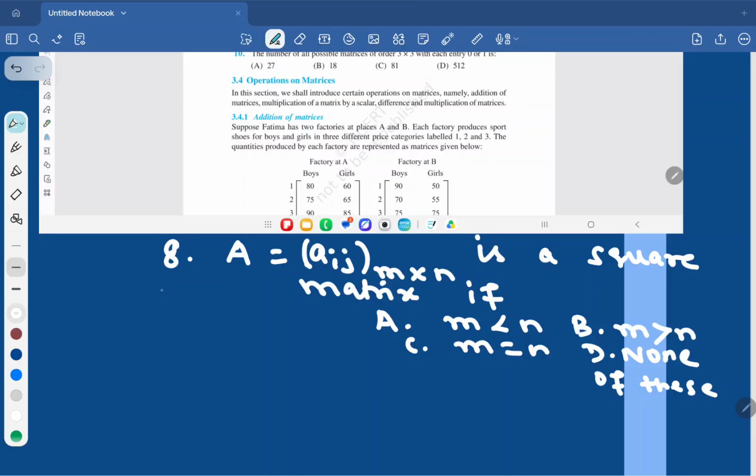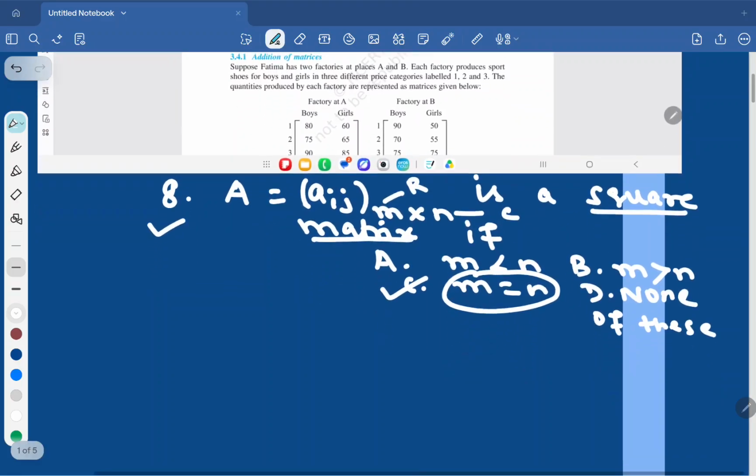Continuation, problem number 8. If A equal to Aij, M cross N is a square matrix if, again by definition of square matrix, when we will say matrix is said to be a square matrix, number of rows and number of columns are equal. Here number of rows is M, number of columns is N. If both are equal, then the matrix is said to be square matrix. Therefore, option C is the correct one.